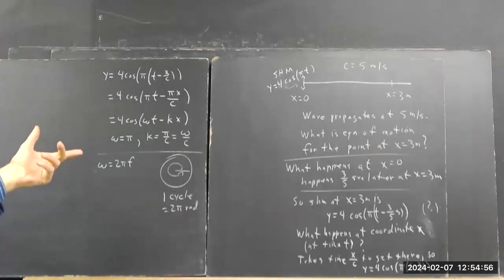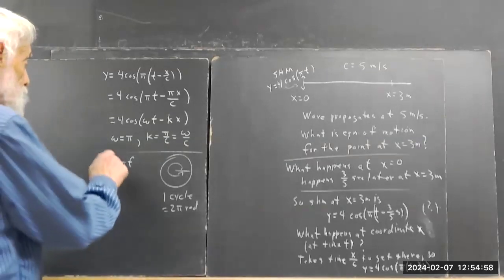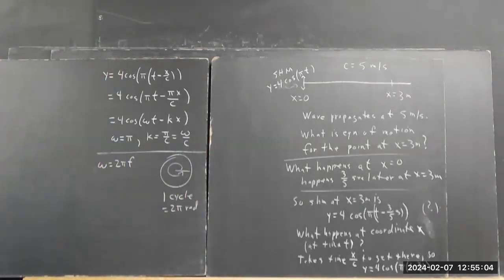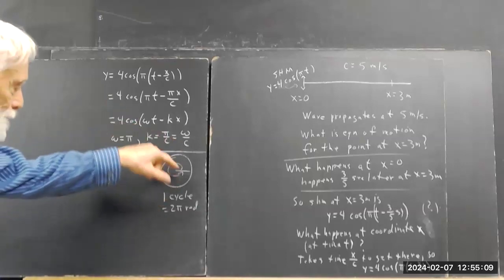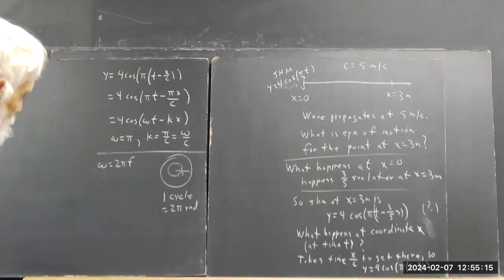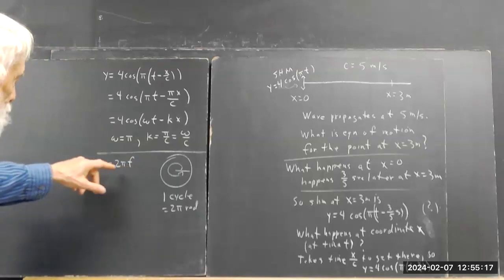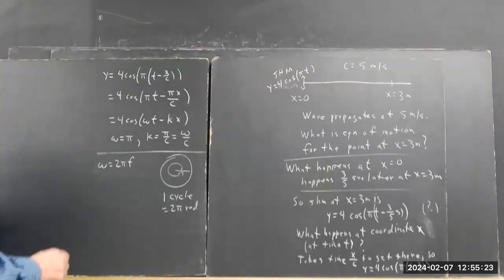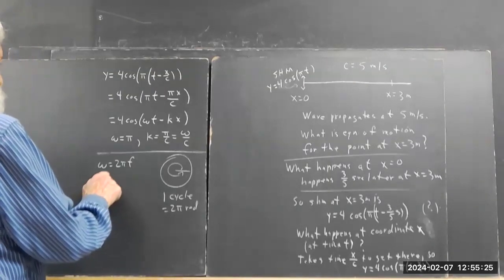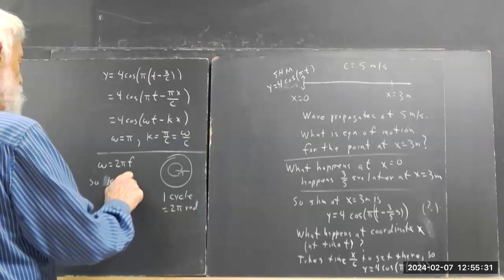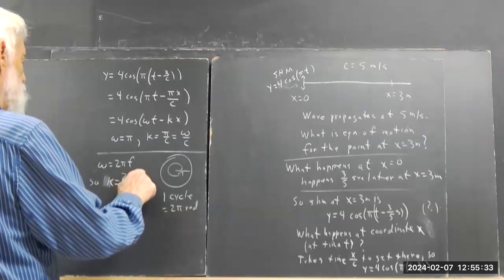It's hard to say why that was. Something didn't click right. Anyhow, there it is. So omega is 2 pi times frequency. That's just the relationship between how far it is around the circle, how many radians around the circle. Every cycle is 2 pi radians. So omega is 2 pi f, so k equals 2 pi f over c.